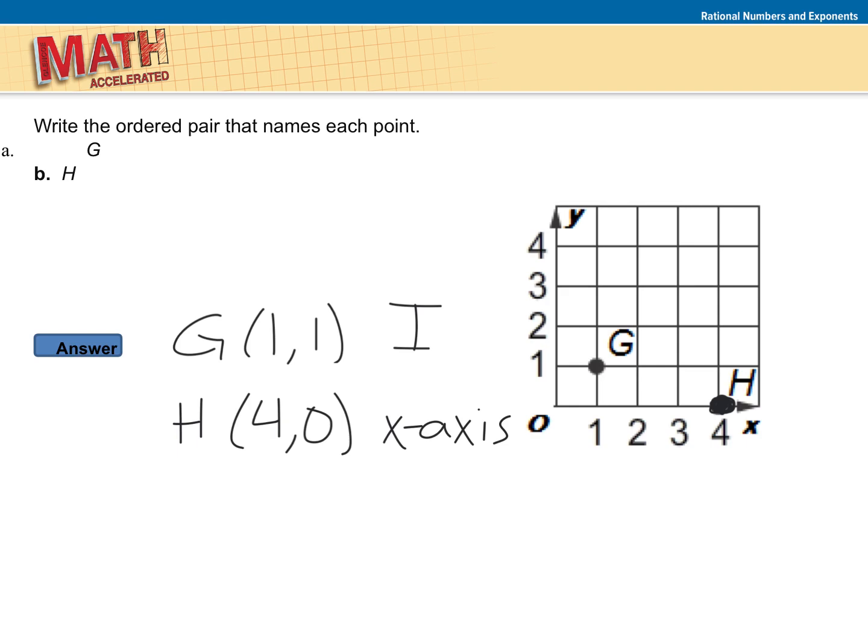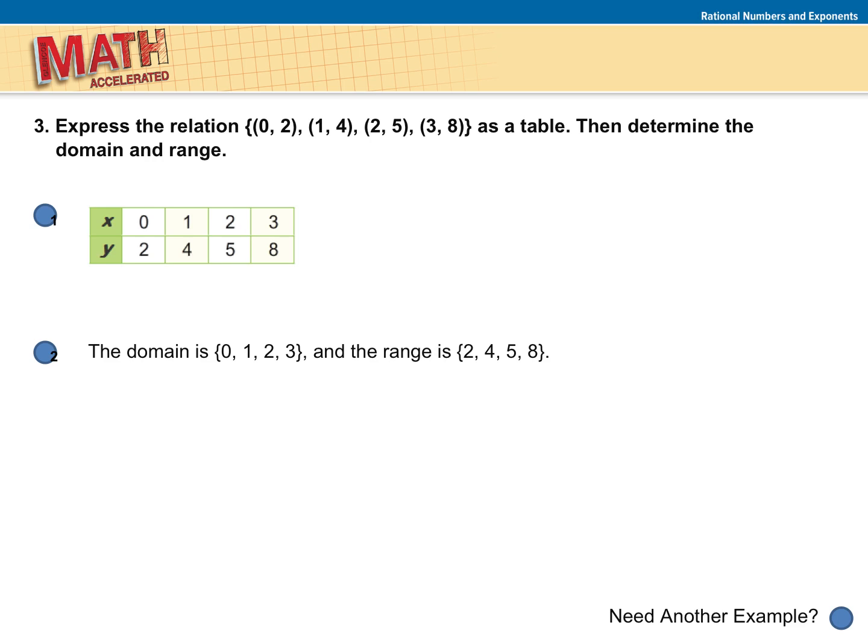Okay, so let's talk about a new topic. Here we have what's called a relation. A relation is just a bunch of ordered pairs put together. They represented that relation in an XY table. So you can either draw it horizontal like they have, or you can draw a vertical table. I'm going to draw a vertical table for now so we can go over how to make an XY table.